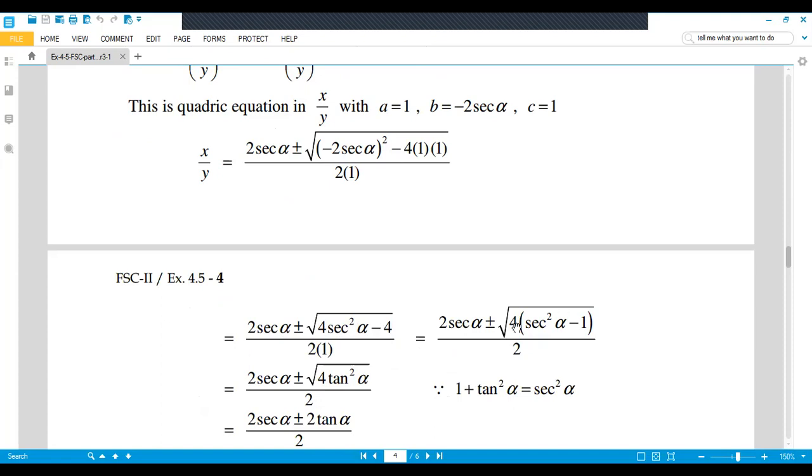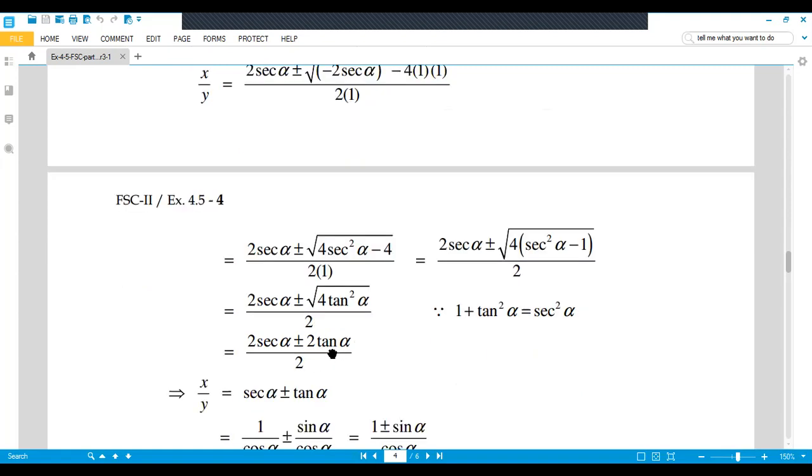So that is 2 secant alpha plus minus under root 4 secant square alpha minus 4. So 4 you take common. You know the trigonometric identity: secant square alpha minus 1 is equal to tangent square alpha. So you put its value, the plus 1 and minus 1 cancel. So we get tangent square alpha, and when we take the square root we get 2 tangent alpha. So take 2 common, it will cancel with the denominator. So x over y is secant alpha plus minus tangent alpha.